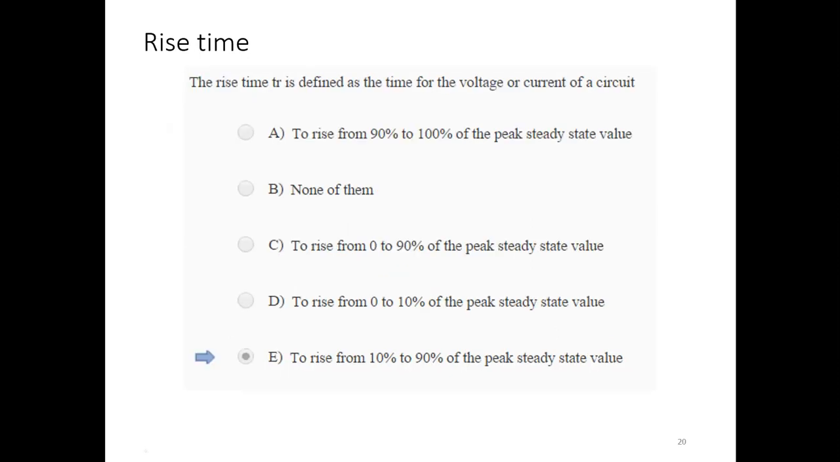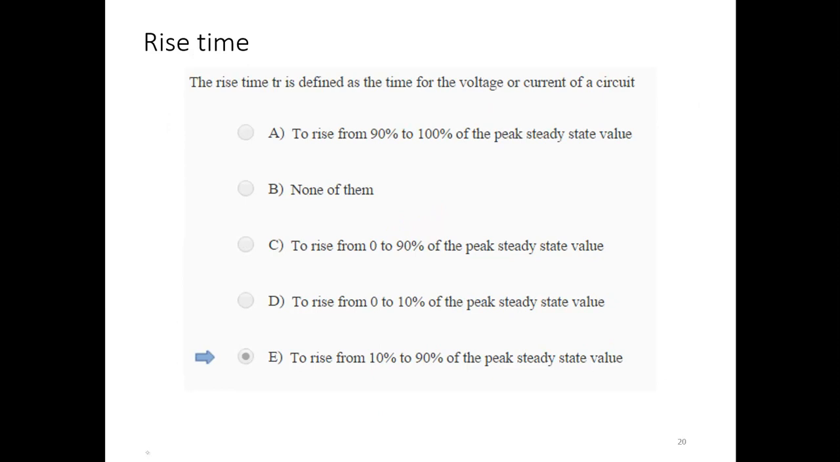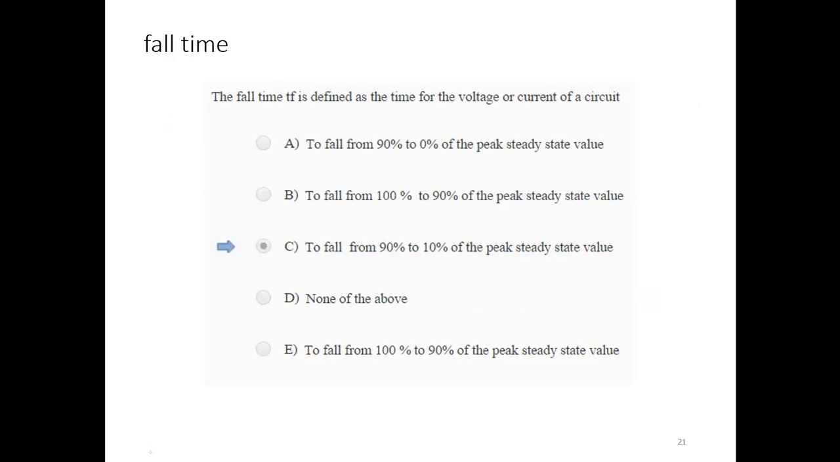The rise time is the time for the voltage or current to rise from 10% to 90% of the steady state value. What was the one before? It was the delay time, from 0 to 10%. The rise time is from 10% to 90%. The fall time is from 90% to 10% of the peak value.